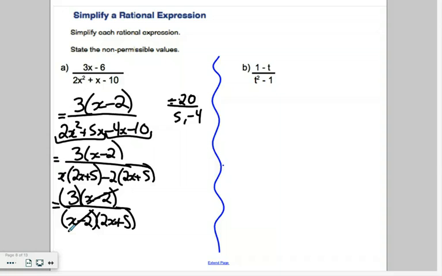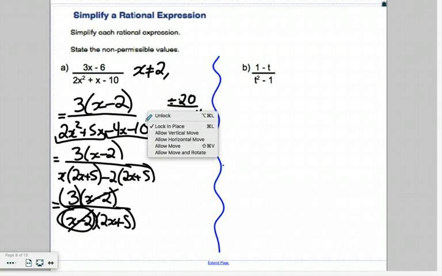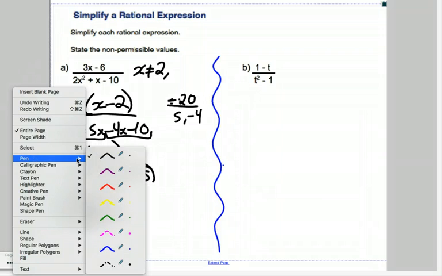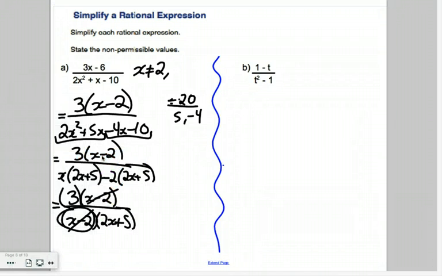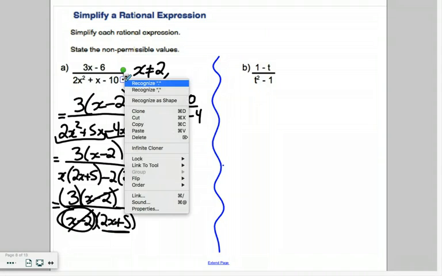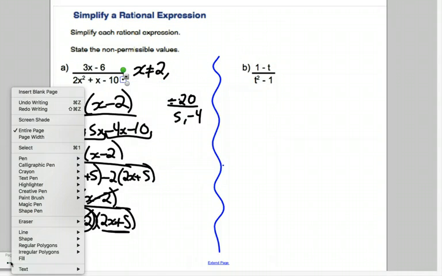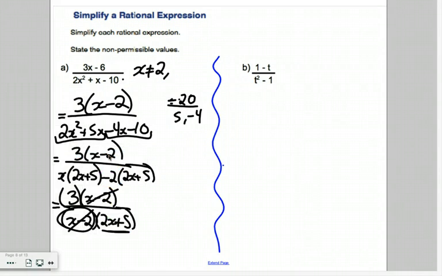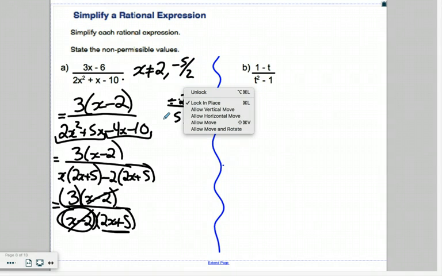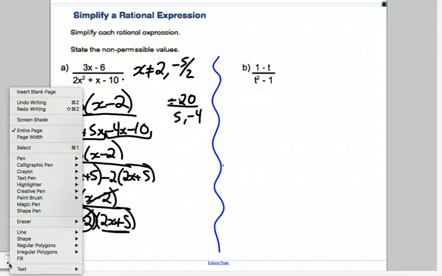So again, looking at our denominator, what values would cause this denominator to equal 0? Well, if x was 2, this factor would be 0, and then the whole thing would be 0. So I list up here in my non-permissible values, x cannot equal 2. The other thing x cannot equal would come from when the other factor in the denominator would be equal to 0. So if this 2x plus 5 was equal to 0, that would be a non-permissible value. And if we rearrange that and we subtract 5 and divide by 2, our other non-permissible value would be when x is negative 5 over 2. Okay, so x cannot equal either of these things, or else it's going to cause division by 0.